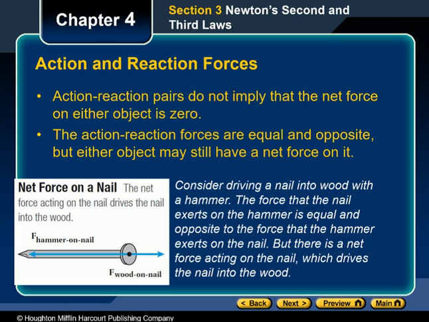The terms action and reaction sometimes cause confusion because they are used a little differently in physics than they are in everyday speech.